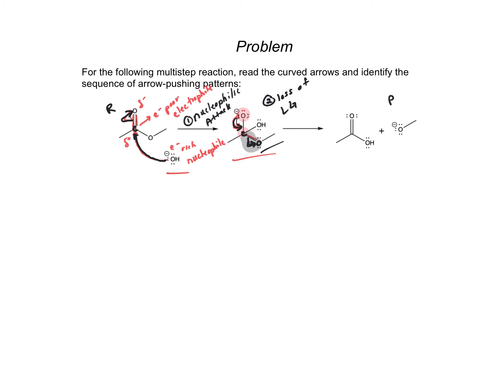Usually loss of leaving group occurs in just one arrow, but for this one, loss of leaving group occurred in 2 different arrows. We had an arrow here, we had an arrow here, and that was due to the fact that we have to obey the octet rule. So this guy, at the end of the day, is our leaving group, and then this is our main neutral final product. So we had 2 different steps here. We had nucleophilic attack originally, and then second step we had loss of leaving group.